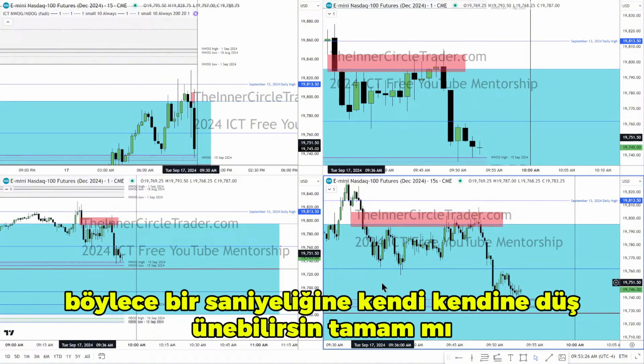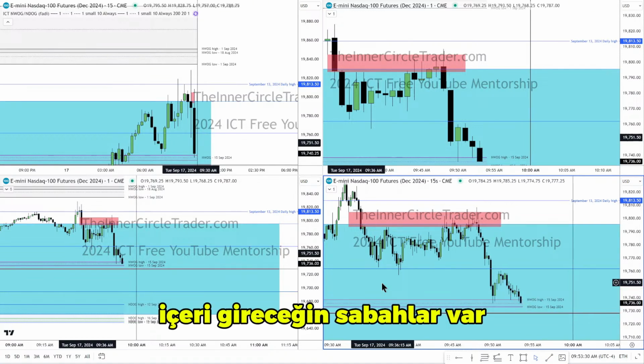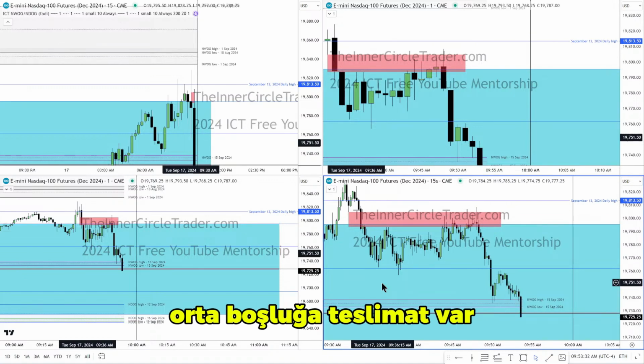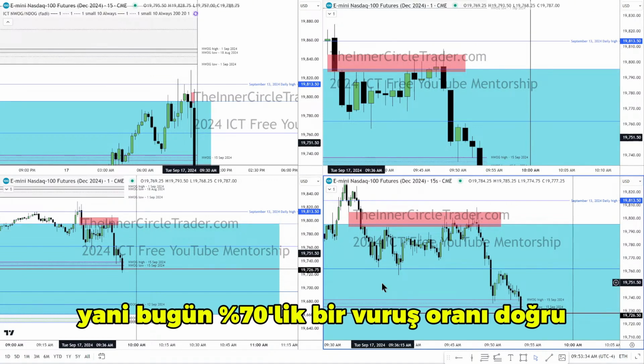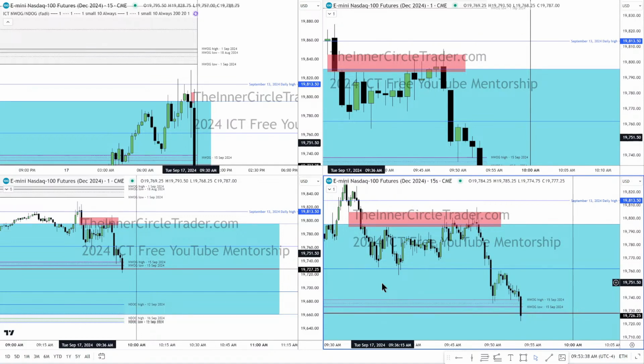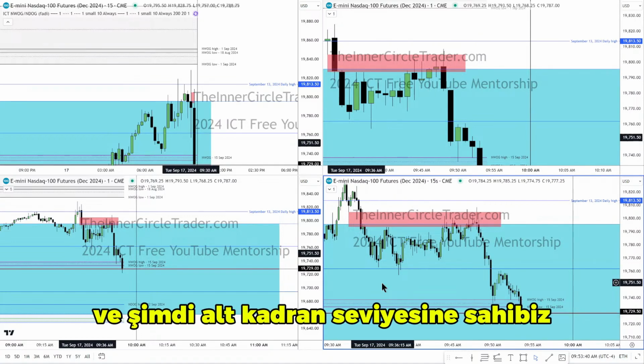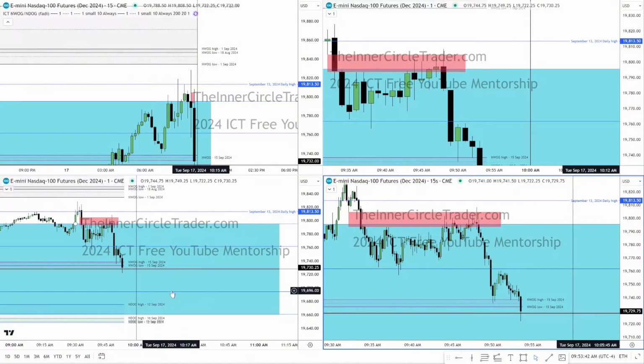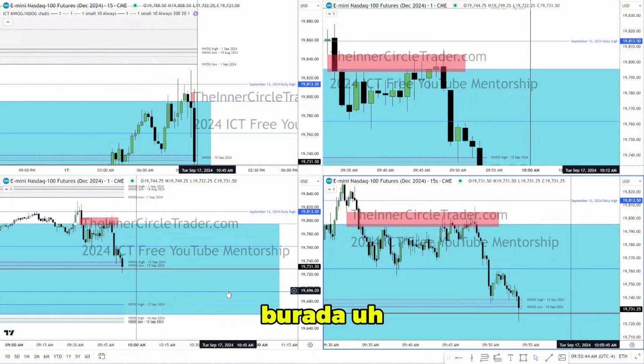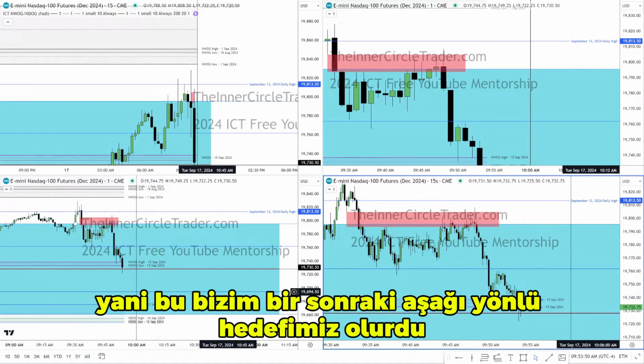So you can think to yourself for a second, okay? There are mornings where you'll get in, or you'll watch the price. There's the delivery to mid gap, so 70% strike rate. True today. And now we have the lower quadrant level here at 694.5. So that'll be our next downside objective.